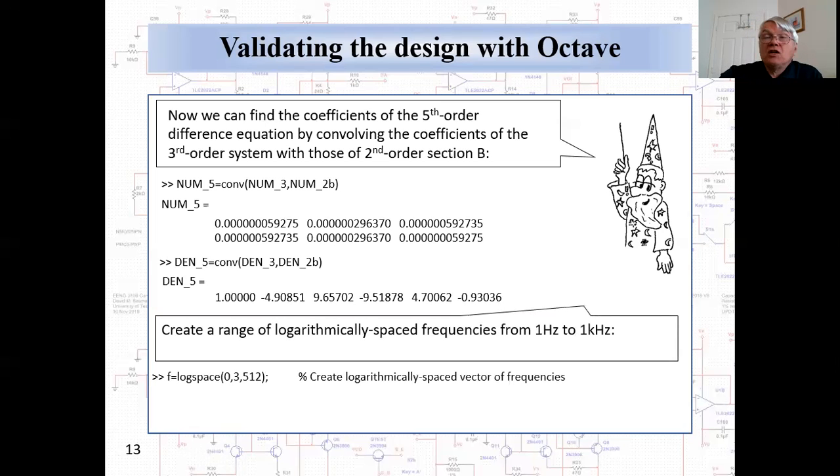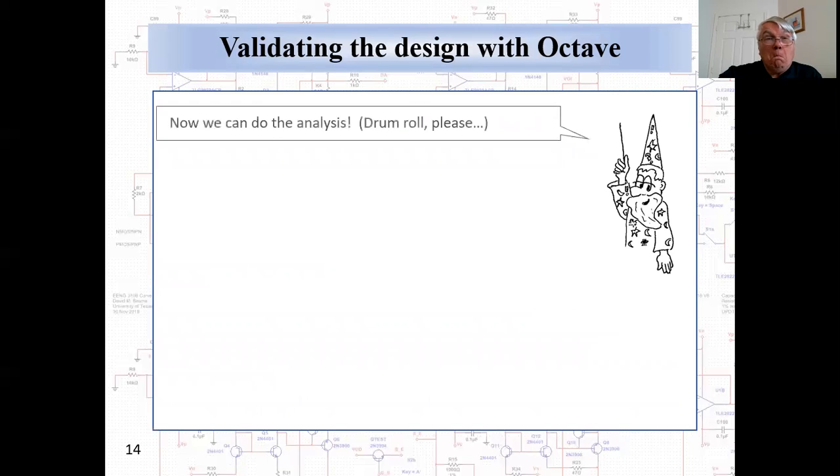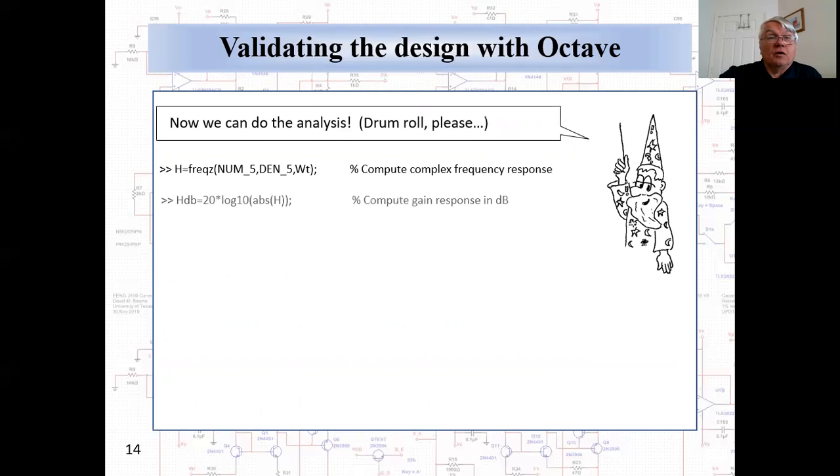So let's create a range of logarithmically spaced frequencies from 1 Hertz to 1 kilohertz. Now let's calculate the corresponding angular arguments for use with FREQZ. And now, here we go. Let's do the analysis. Drum roll, please. It's just simple. This is the command to do the analysis to compute the frequency response. Now, H here comes back as a complex number. And for the moment, we're just going to be interested in the magnitude response. And we're interested in decibels. So let's compute the magnitude response in decibels.